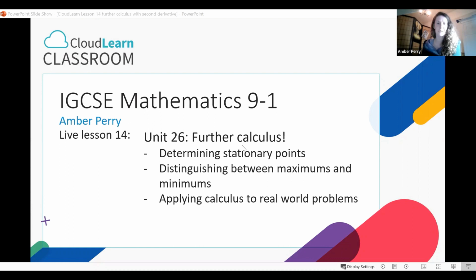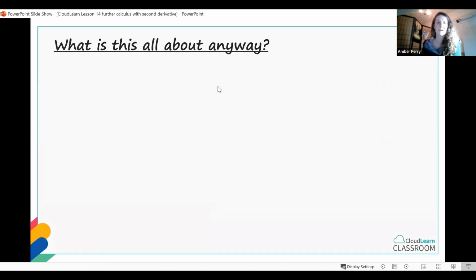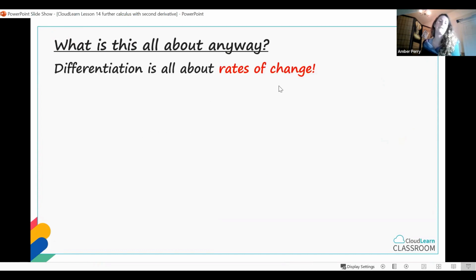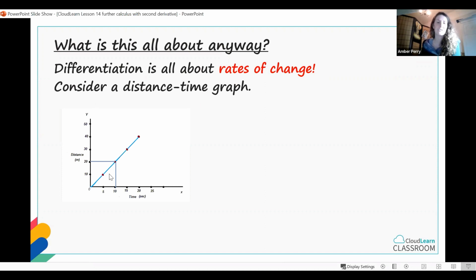So I want to start by doing a quick review of what we did last time. So what is this all anyway? Last time we learned how to differentiate, and what's that all about? Well, differentiation is about rates of change. It's about looking at how things change over time normally, but it doesn't have to be with time. In real life situations, the most common thing that we look at for rate of change is on a distance time graph.